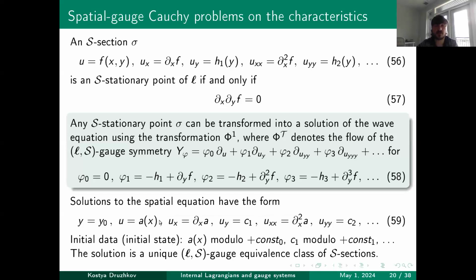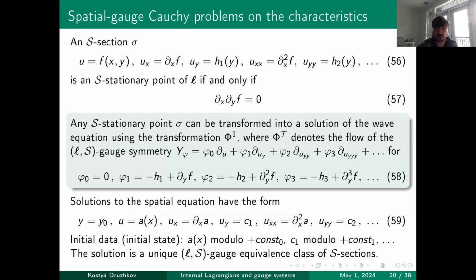So our initial data, in the sense of initial state, in some gauge sense, is just a function a of x modulo some additive constant, C1 modulo another arbitrary additive constant, and so on. We can kill these C1, C2, etc. And our initial state is just encoded by the function a of x, considered modulo an arbitrary additive constant. And the solution to this spatial gauge Cauchy problem, so the Cauchy problem in this spatial gauge sense, is unique. So we can consider Cauchy problems on characteristics using this spatial gauge construction, using these LS gauge symmetries. Because the corresponding solution in this sense is unique, it's reasonable to say that our states are encoded not by just solutions to our spatial equation, but by the corresponding LS gauge equivalence classes of solutions.